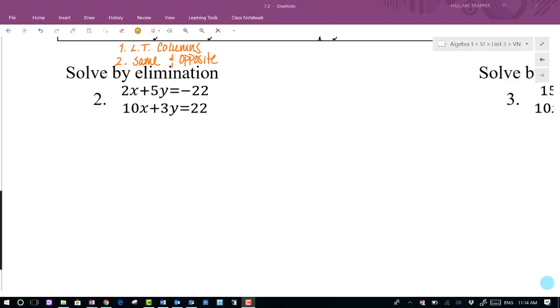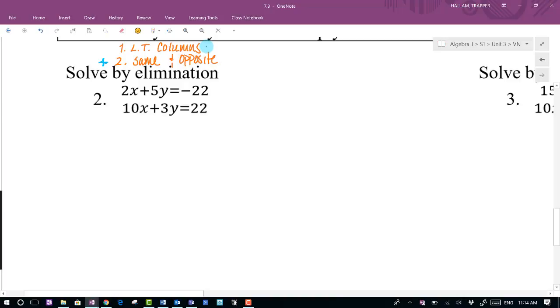One is that we have like term columns, meaning everything that is a like term is lined up over each other, meaning x is over x, y is over y's, equal sign over equal sign, and constants over constants. And then the second thing that we need to pay attention to before we can eliminate is that we have the same and opposite, as long as we're thinking of this as addition. For subtraction, it's a little bit different.